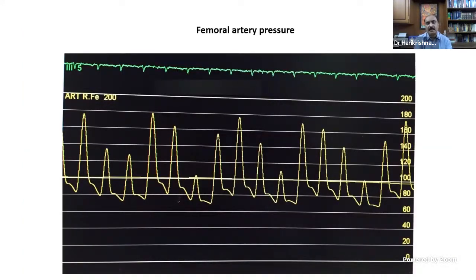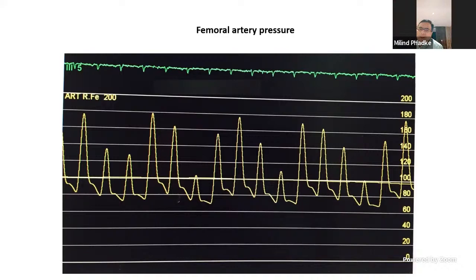So, this is a femoral artery pressure. So, what is this? Femoral artery pressure. Discuss the tracing now. Just go on discussing. Just go on reading the tracing. It's the right femoral artery at 200. Then discuss what is happening.